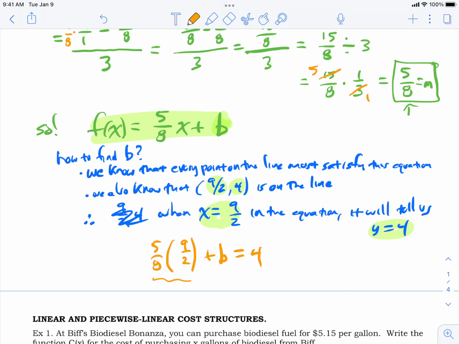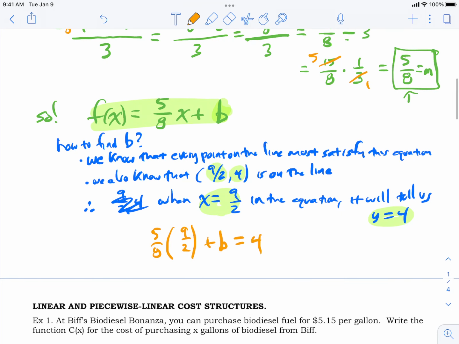So I'm looking at this fraction and I'm saying, gee whiz, it'd be nice to cross cancel, but apparently we cannot. So straight across, 5 times 9 is 45. That's over 16 plus the b is equal to 4. So what's the b? Well, it's going to be like a 4 over 1. I know I'm going to be playing with fractions, so I might as well make it look like a fraction. Subtracting the 45/16 on both sides.